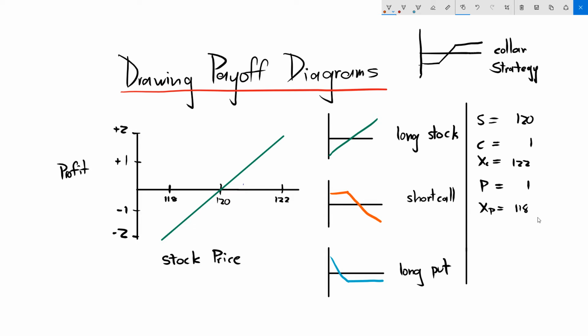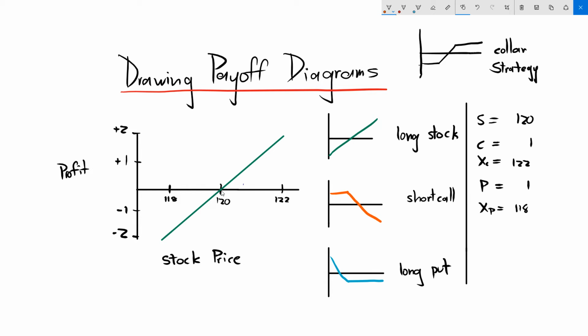The place that I like to start is always at the beginning stock price. So today's price of the stock is $120. And what's going to happen from now into the future? Well, if the stock price goes up, let's just focus on our three different strategies that we're using here. We have a long stock strategy, so we purchase the stock. We have a short call strategy where we wrote a call on the same stock, and we also have a long put strategy on the stock.